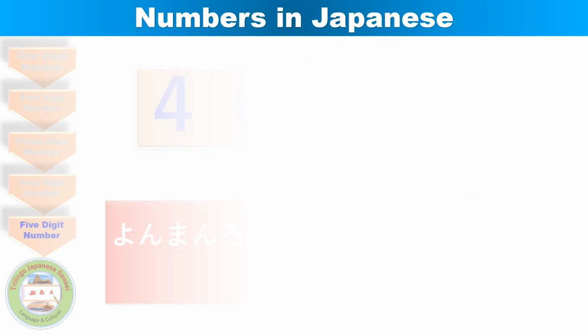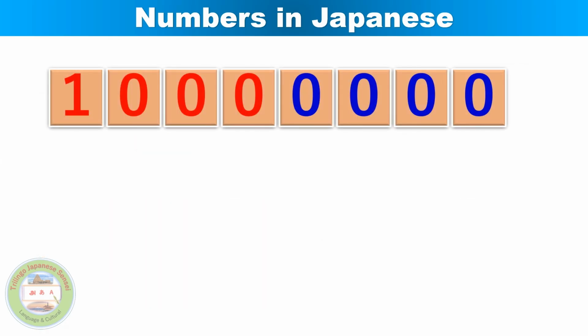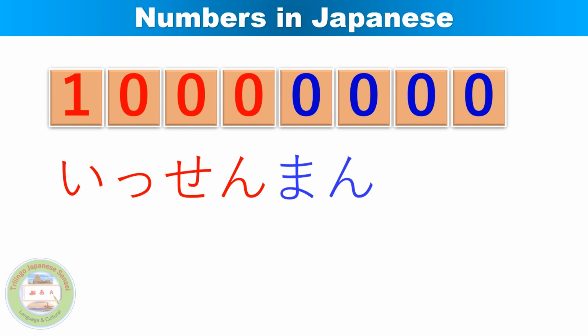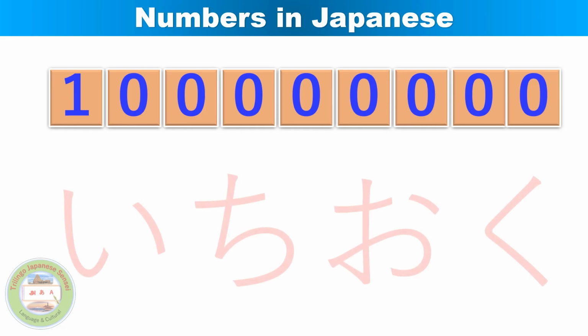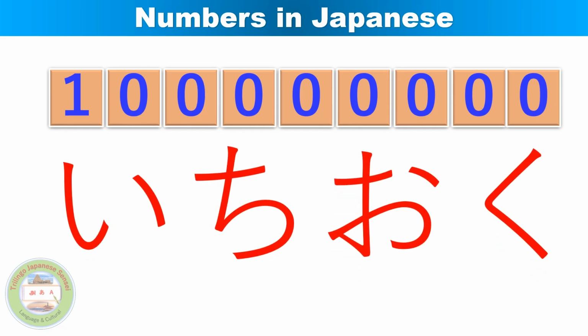1 crore is represented as issenman, 1000 times 10,000 units. If you add one more zero, that is 10 crore. 10 crore is called in Japanese ichioku. Ichioku means 100 million. That is 10 crores.